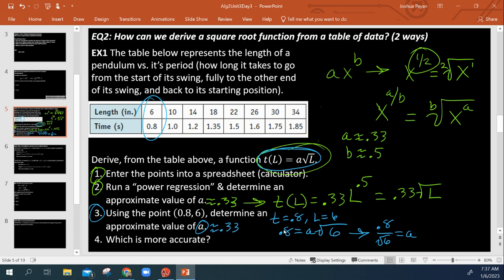Which is more accurate? I'm going to be honest with you, the calculator's determination is going to be more accurate, but we don't always have a graphing calculator, so it's going to be pretty useful to know how to do this algebraically.